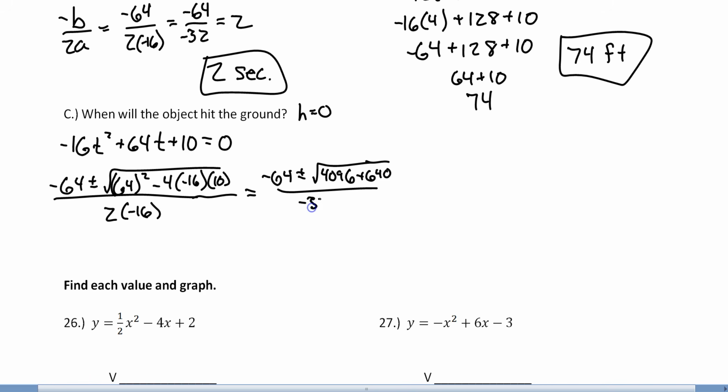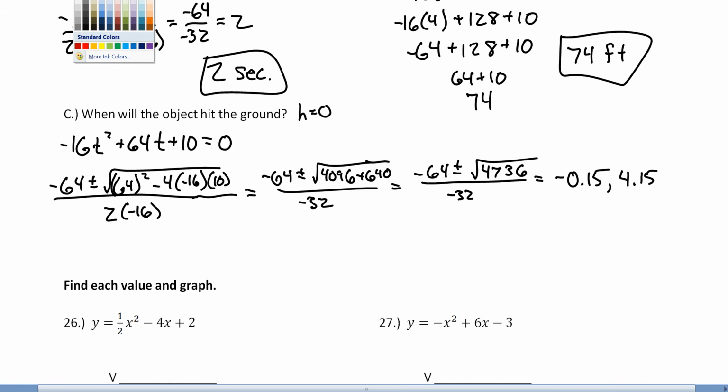all over negative 32. I continue to simplify. Negative 64 plus or minus the square root of 4736 all over negative 32. And now from here, it's a job for my calculator. I plug each of those in just like I've always done. I get a negative 0.15. I get a 4.15. And this is talking about time, so this is in seconds.